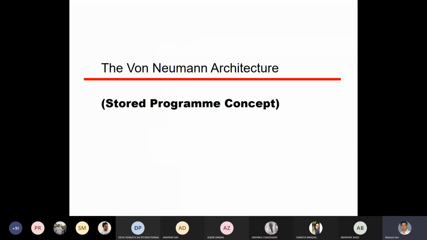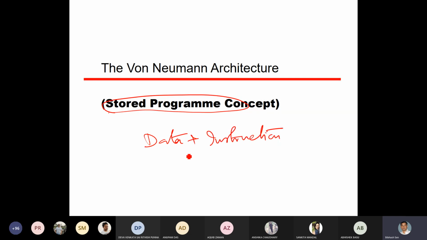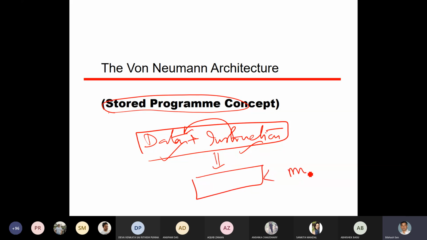Now, first, the concept: what is the stored program concept? I told you that von Neumann already uttered this point. That means, data or instruction, whatever you would like to access, instruction operand or data, you have to first store in some memory. Since this is the concept of storing, you have to store it in the main memory. That's why it is called the stored program concept.